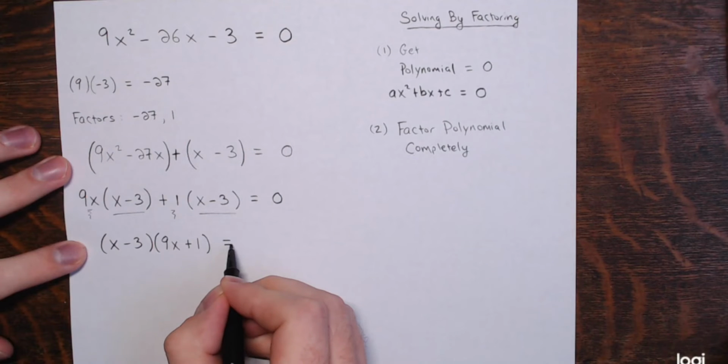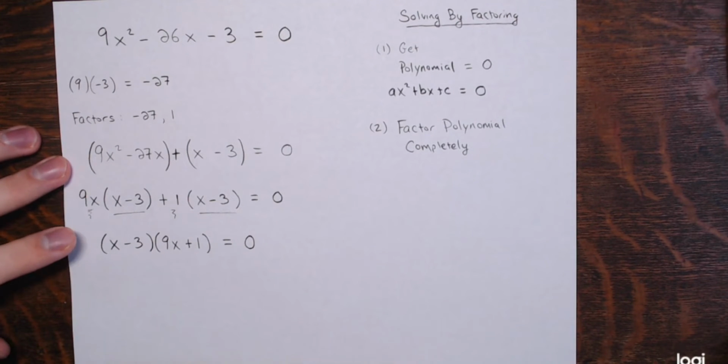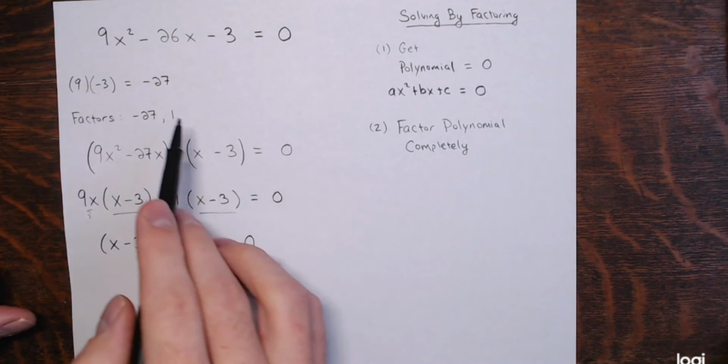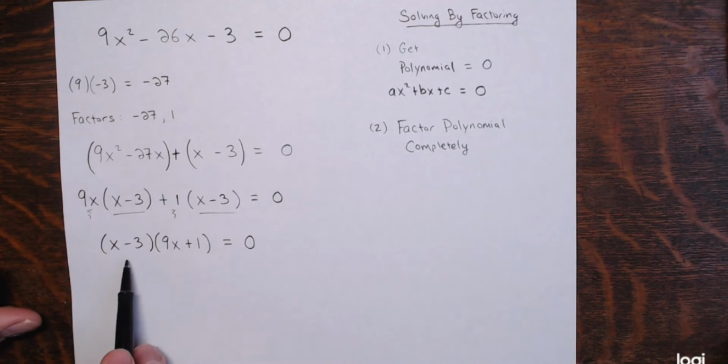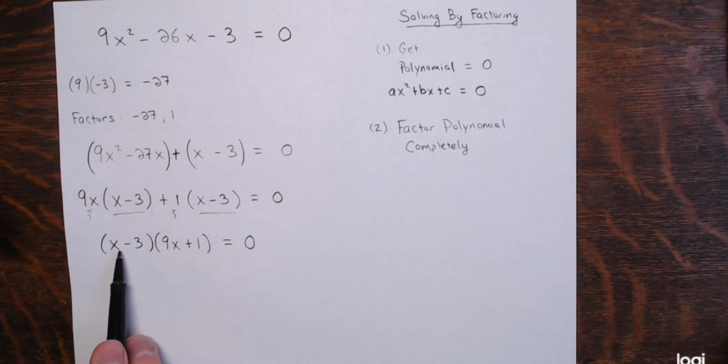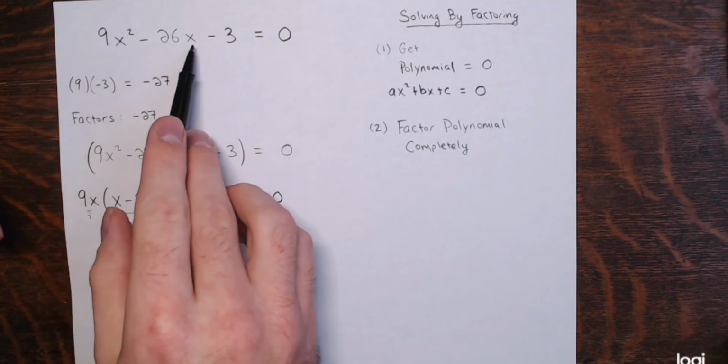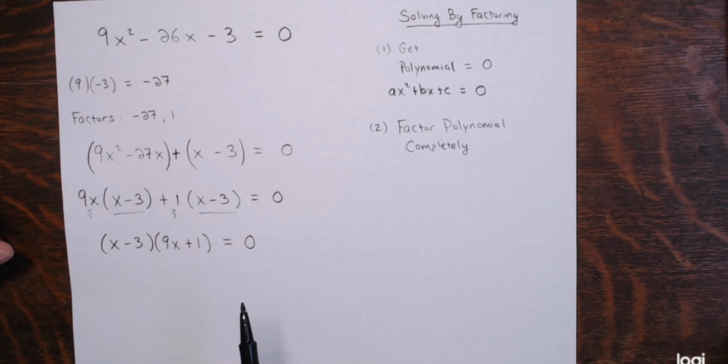Alright, and you always have this equals 0 on the other side. But there we go, I'm done with step 2. I have taken this quadratic polynomial and factored it, and if you want to check that, multiply x minus 3 and 9x plus 1, and you should get 9x squared minus 26x minus 3 back.